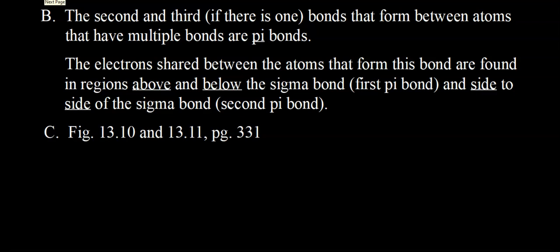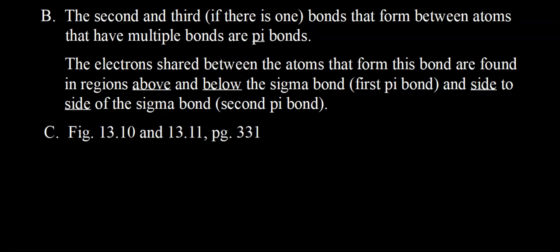So how about pi bonds? The second bond of a double bond, or the second and third bonds if it's a triple bond between atoms, are pi bonds. So first one, sigma: you've got one sigma bond and then one pi bond if it's a double, one sigma and two pi bonds if it's a triple bond.